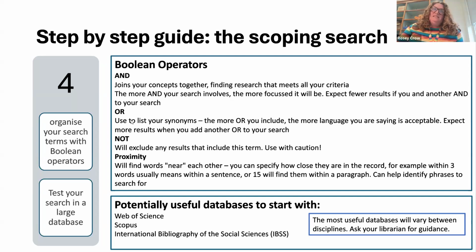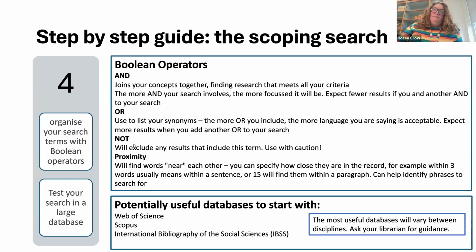Or does the opposite. So this is how I list my synonyms. I'm saying school exclusion, or suspension, or pupil referral unit, or alternative provision. The more ors I include, the more results I can expect to see coming back, because I'm giving the databases more language to work with. Sometimes it might not return any. Sometimes it might return one or two. Sometimes it might bring back thousands, and maybe it's then time to think about that word or phrase I've added and think, is that helpful?